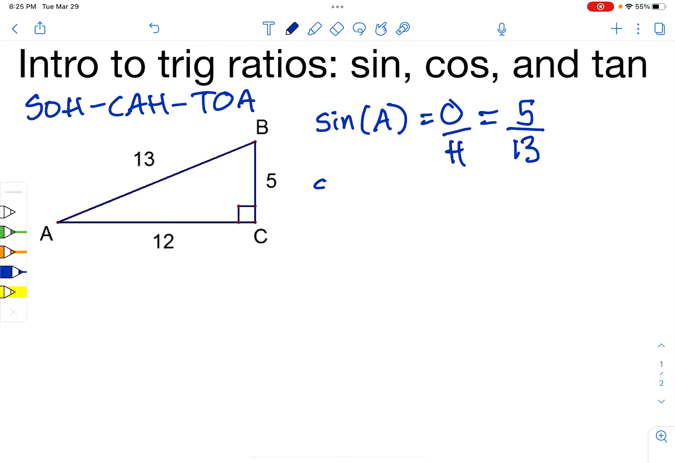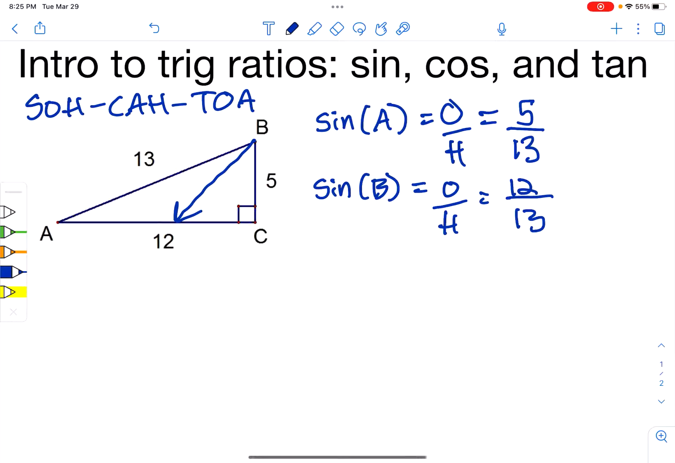Now let's find the sine of B. Sine of B, again, sine is opposite over hypotenuse. So we're going to do opposite of B, which is 12. Opposite over hypotenuse. The opposite side is 12, and our hypotenuse again is still 13. Okay, and let's see here.